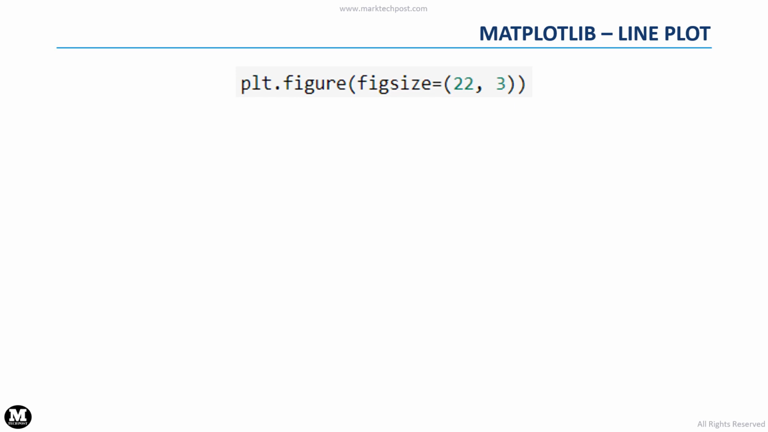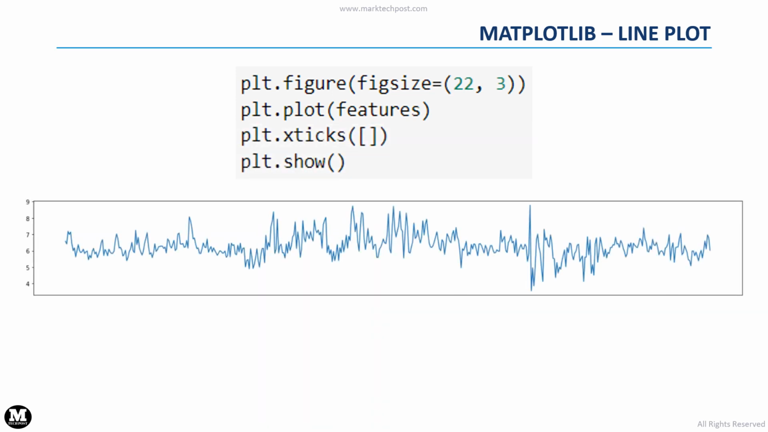First of all, we use pyplot to create a figure. The figsize argument defines the width and height of the figure in inches. Then we ask the library to plot the features. By specifying a single argument, the plot function will consider the values as the y values of the plot. The x values are created automatically from 0 to the length of the features array minus 1. Then we remove the ticks from the x-axis, since they are not important, and finally ask the library to show the plot.